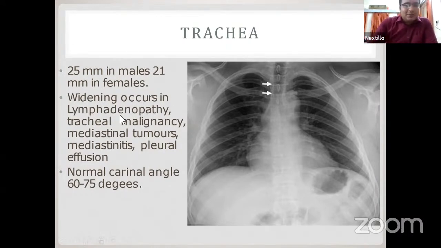So let's look. First is lymphadenopathy. If there is a lymph node out here, it is pushing. Tracheal malignancy. Malignancy can do anything. Mediastinal tumor, same thing. This is the mediastinum. Don't get confused about what the mediastinum is. Whatever you are looking at now, this whole white part is the mediastinum. There are lungs, and in between there is the mediastinum, of which the heart is also a part. When seen from the front, the heart is the anterior part, so we call it heart and mediastinum, but this whole part is called mediastinum. Heart is a part of it. Now, mediastinitis, pleural effusion, normal carinal angle.